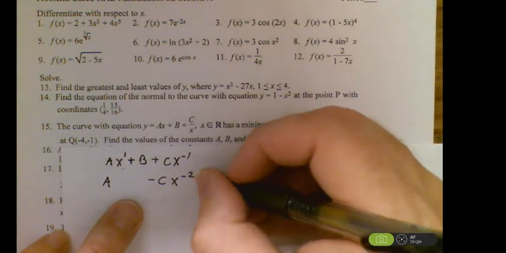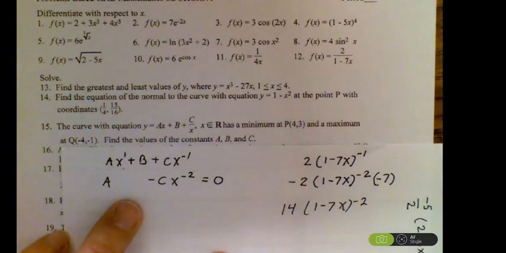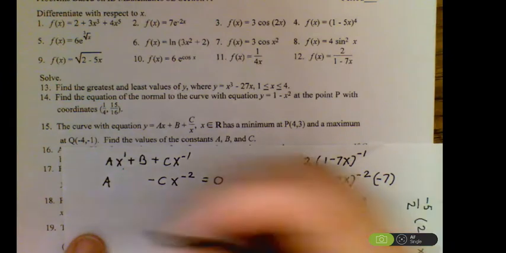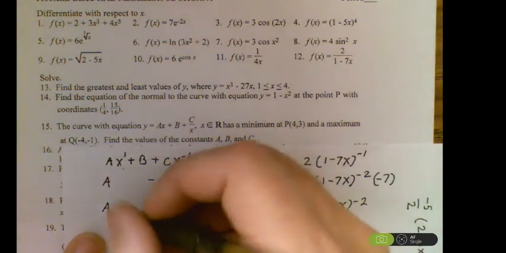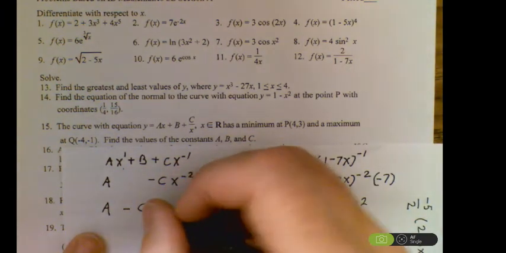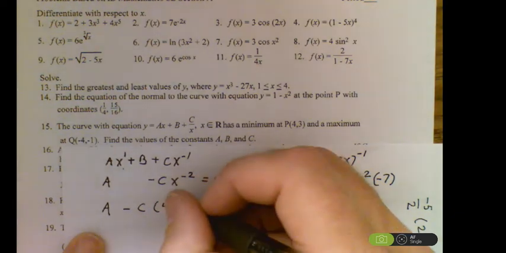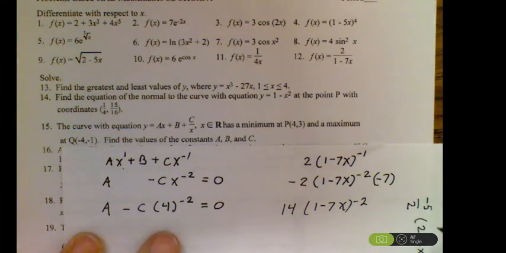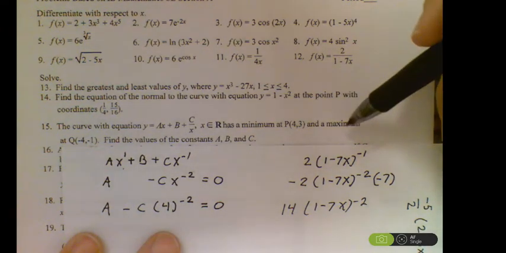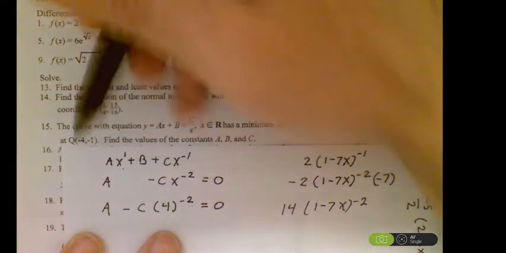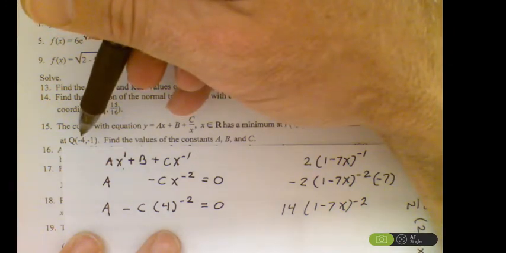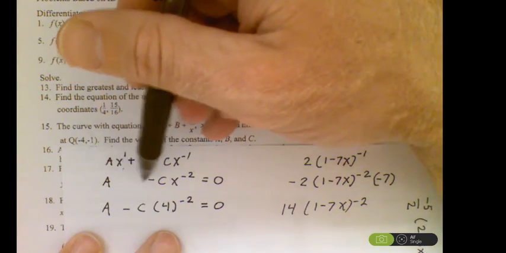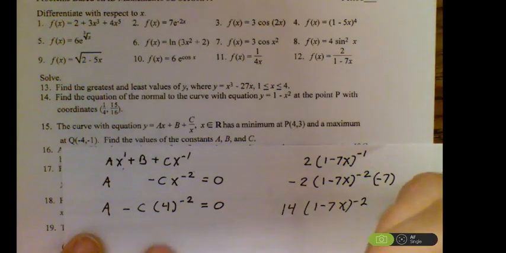And again, it's a minimum at this point, so I know I can set it equal to 0. And I can plug in a 4 for the x to get a little more information into that equation. And so there's one equation that we have. At a maximum, you have the same information. So at a maximum, also the derivative equals 0 at this point. So I can also plug in a negative 4 into this function right here to get a second equation.